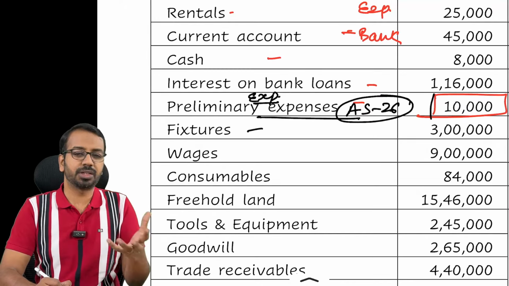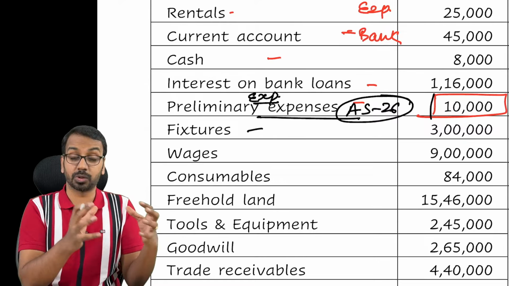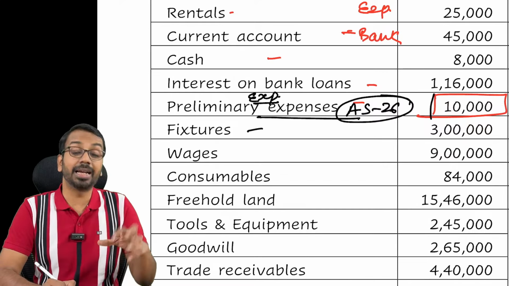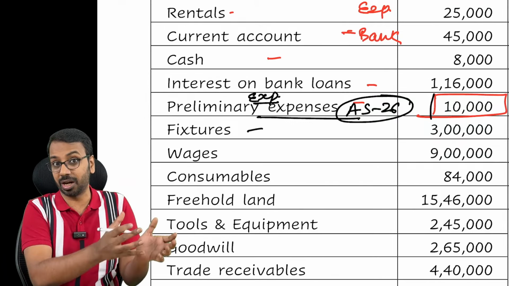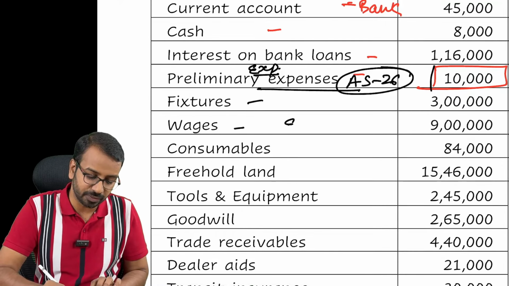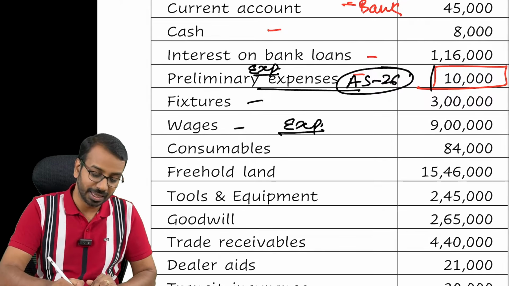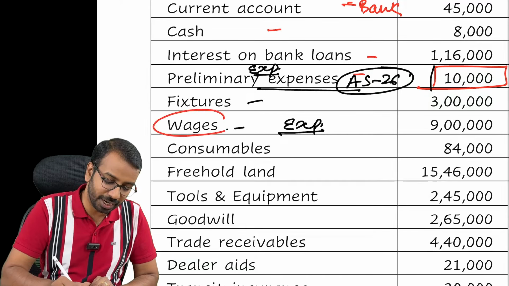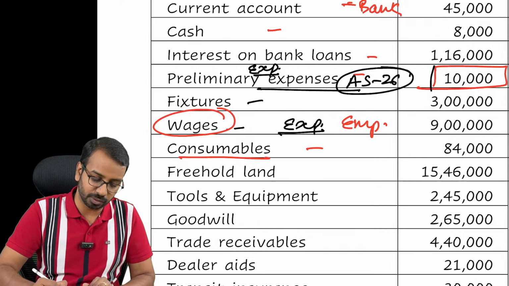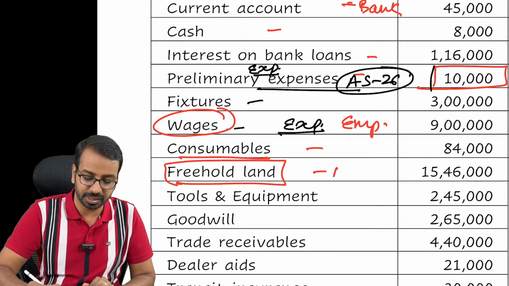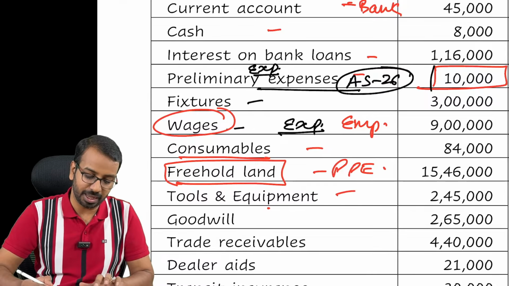Then fixtures. Fixtures are items which are fixed, let us say something like electronic equipments, or items related to furniture. Generally, we say furniture and fixtures. So, you have furniture, let us say something like a shelf. Those are fixtures. Wages are expenses. Now, no headache. Direct, indirect, all of them are expenses. Now, this wages expense is related to employee, so we will show it in employee benefit expenses. Consumables are also expense. Freehold land, this is our asset under property, plant and equipment. Tools and equipment, again asset.